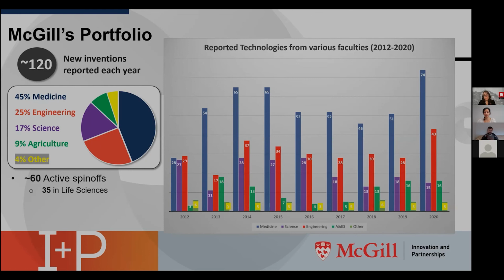On average, we get 120 inventions a year, and about 75% of those get protected in some way, and about half of those get patented. McGill has 60 spin-offs, 60 companies that have been founded based on our technology, about half in life sciences, and those are the ones that are still doing well. There have been many companies that we founded that aren't on this list because they folded for whatever reason, and that happens, and that's okay. 2 of the companies, of the 3 companies I was involved in, are now gone too, and that's okay.